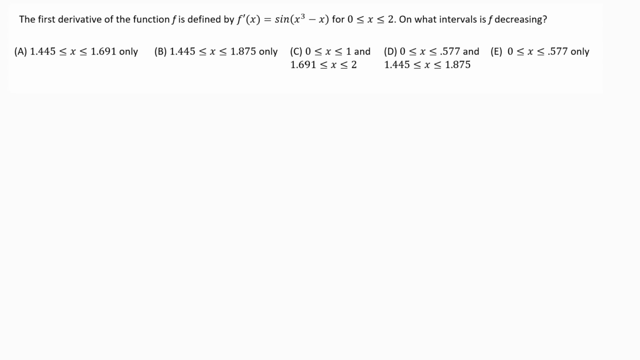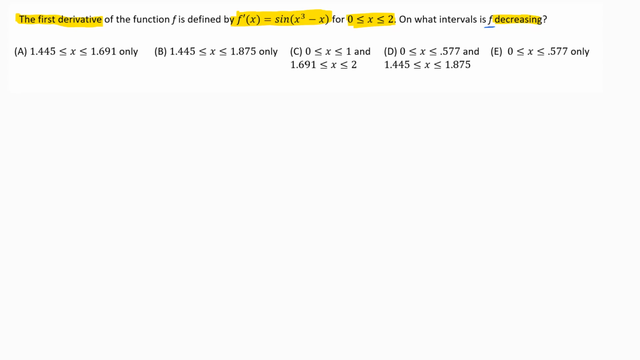This problem is starting us off with the first derivative equation. So they're telling us our first derivative is equal to this equation right here. They're telling us the interval that they care about. So we only care about what's happening between 0 and 2. And they want to know on what intervals our original graph is decreasing. So notice that they want to know when is our f graph decreasing.